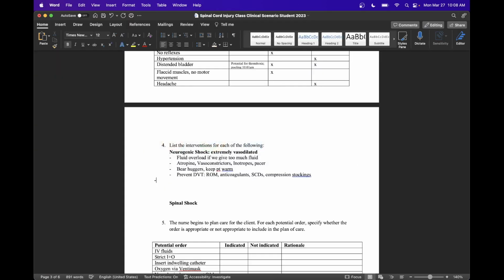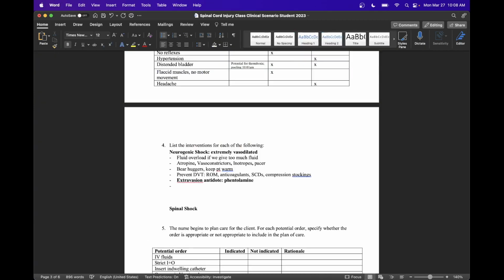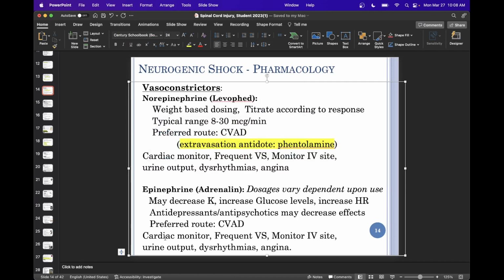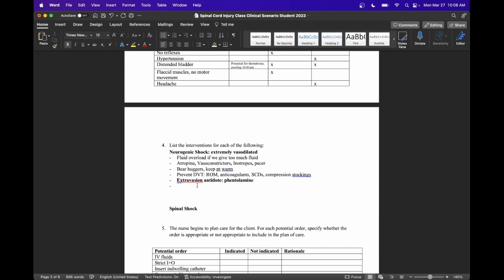Are there any medications? Your book talks about one. I didn't put it in the PowerPoint because there's a lot of controversy. What decreases inflammation?